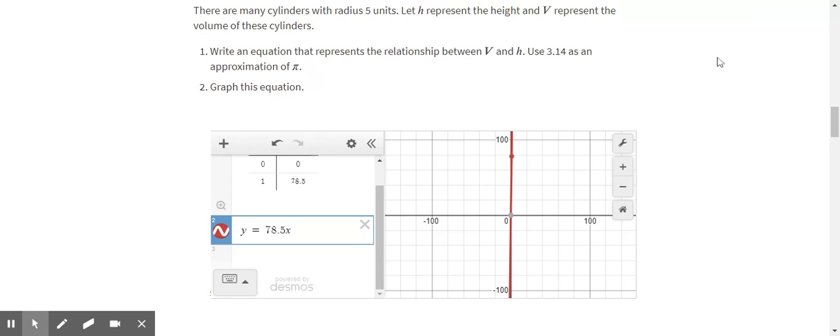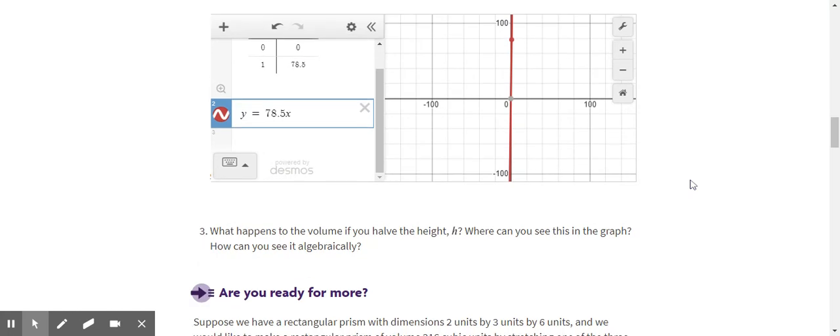What you'll want to do on the next slide is answer this question. What happens to the volume if you have the height h, if you cut it in half? Where can you see that in the graph, and how can you see it algebraically?